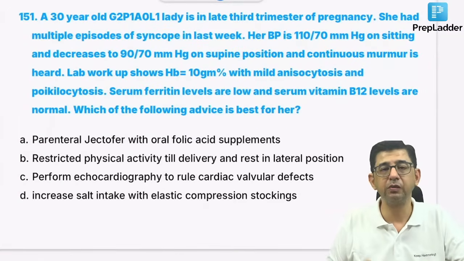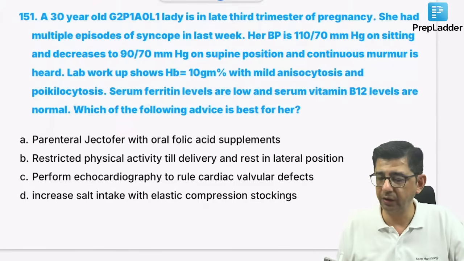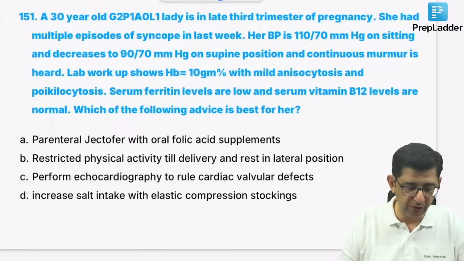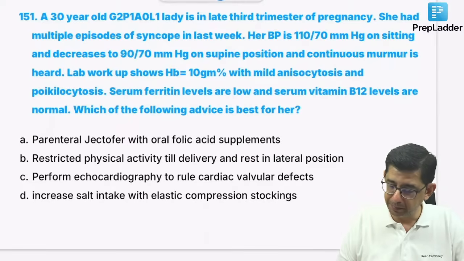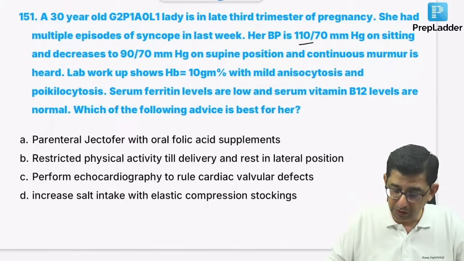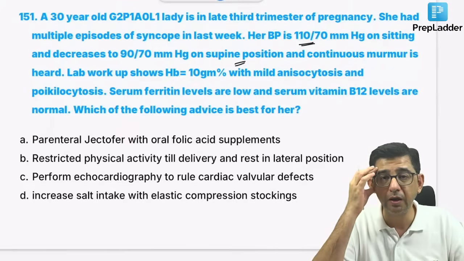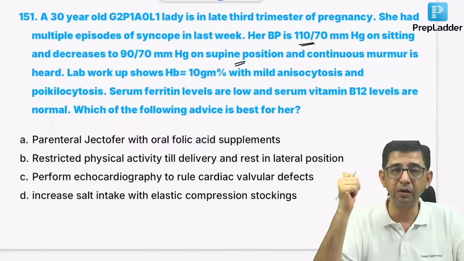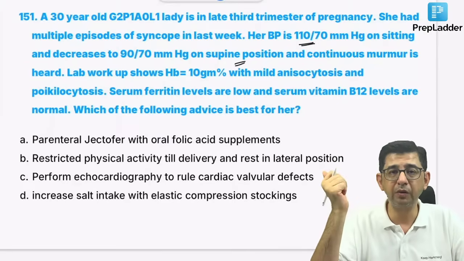Okay, moving to the next one, we have this lady. She is in the third trimester of her pregnancy, and she's having multiple episodes of syncope in the last 1 week. And the question says, her blood pressure is 110 on sitting and decreases in supine position. I mean, that's the peculiar thing. Normally, like, blood pressure tends to decrease when the person will stand. And here, when she's sitting or she's standing, the BP is okay. But when she's lying, then the BP is relatively low.